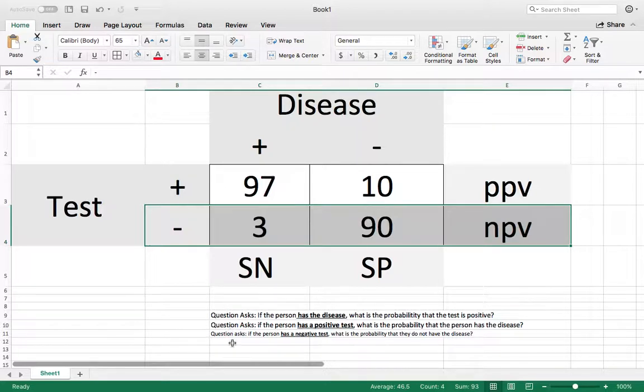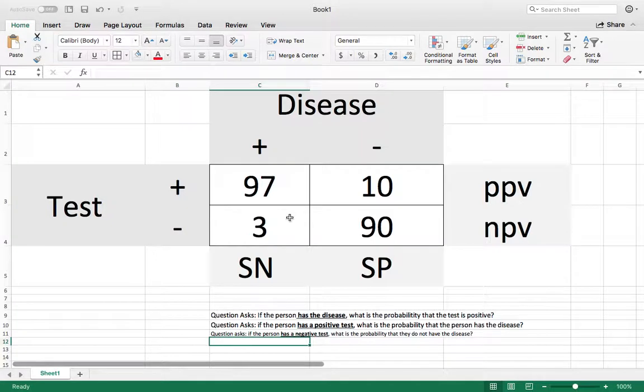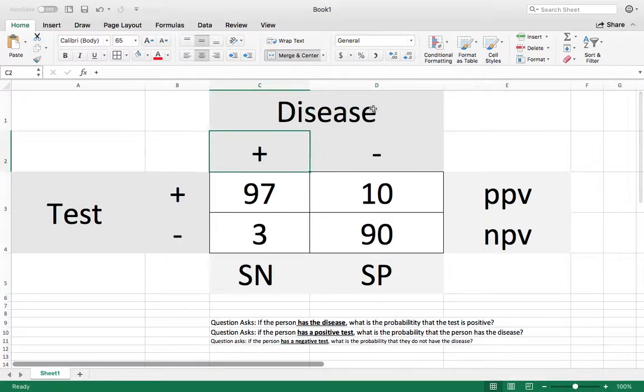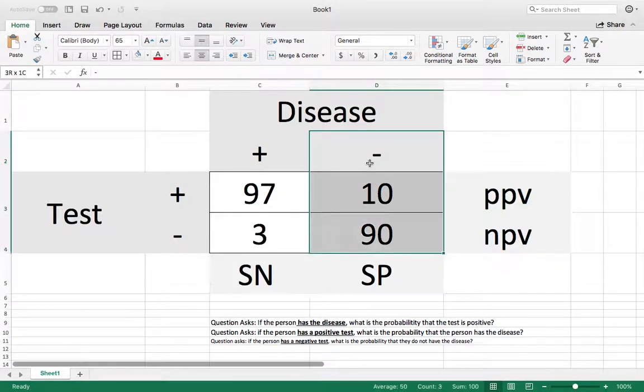Okay, and then another one would say the person does not have the disease. So again, if we start with disease, we go down. We start with disease, we go down. So go to the negative disease column, negative sign. What's the chance that they have a negative test? So negative disease, negative test. So since we start with disease, we go down the columns, and that's specificity.